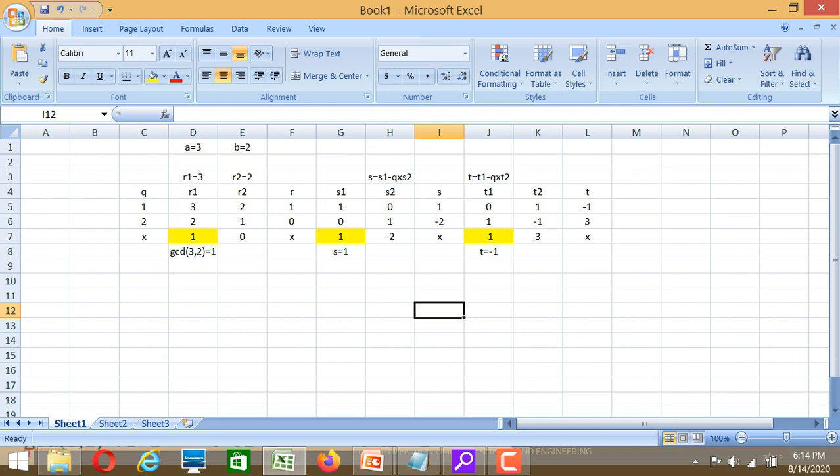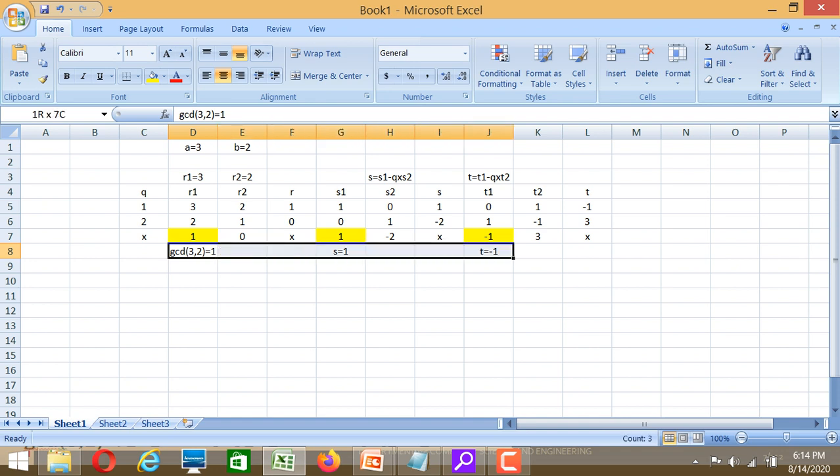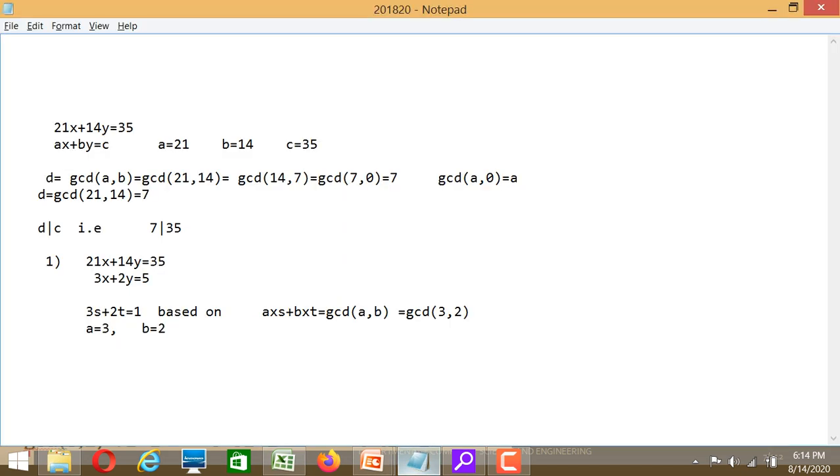T is equal to minus 1. So these are the values calculated by using this extended Euclidean equation. Now after calculating these values, GCD of 3 comma 2 is equal to 1, then S is equal to 1, T is equal to minus 1. By using these values, I am going to calculate x naught.